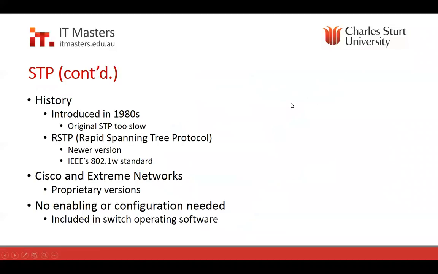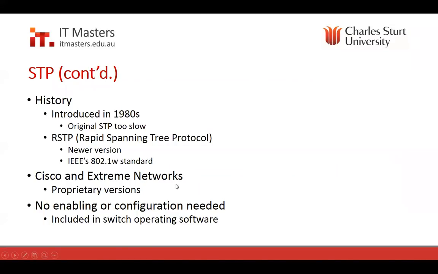The history of spanning tree, just briefly: introduced in the 80s. Originally it was too slow. The original version of STP was too slow, so they came up with rapid spanning tree. It's a newer version, an 802.1 standard, that allows the elections to happen more quickly and links to transition really, really quickly. So we still have that redundancy, but instead of taking a long time to recalculate when we lose a link or get a new link, it now does it almost instantaneously.